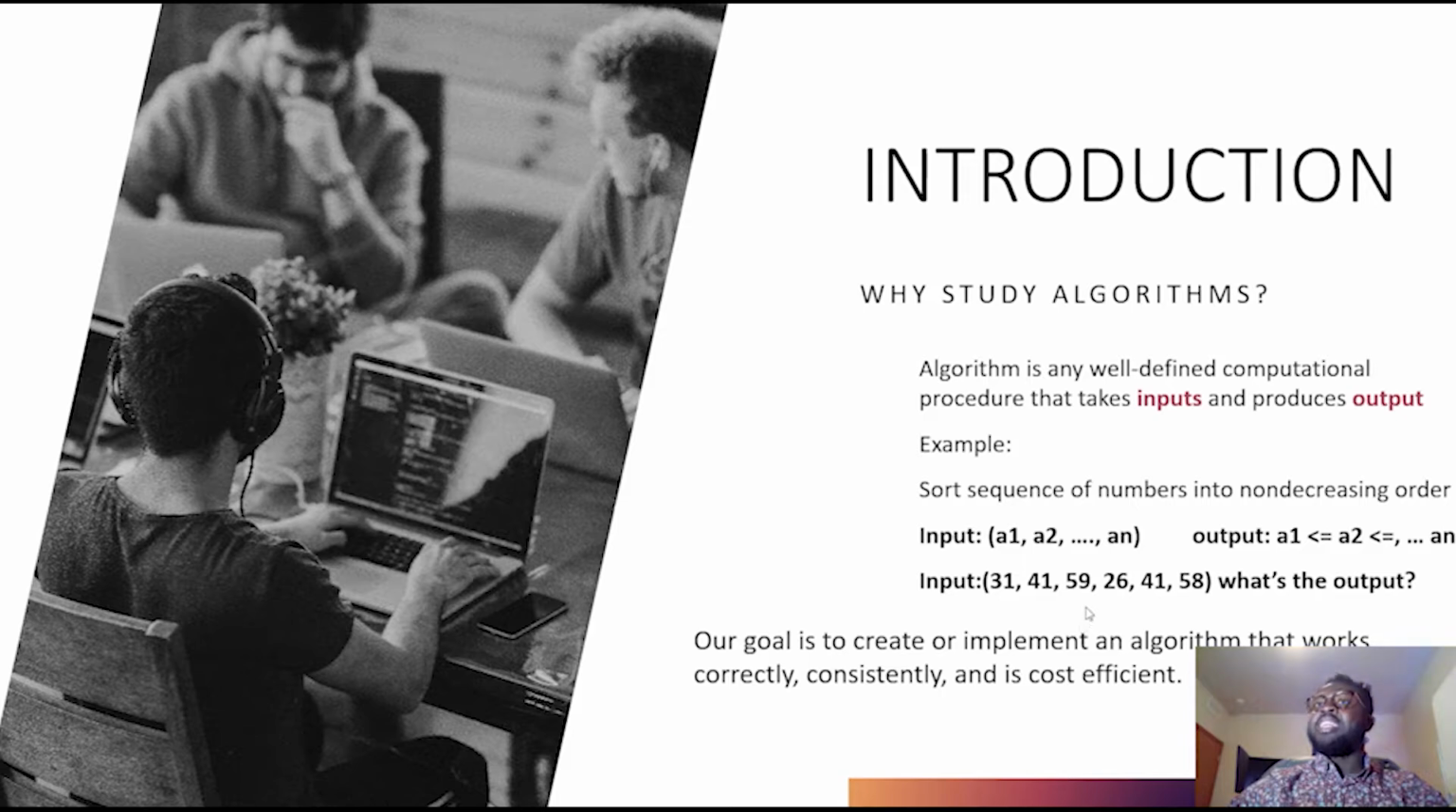The algorithm is not only going to consider sorting these 6 inputs. Even if you provide millions of inputs, it should be able to provide a correct output. And the last part is that it should be cost efficient, and I'll dive more into cost efficiency later. But basically, cost efficiency is the time the algorithm takes to produce the output, so it should be fast and optimized.